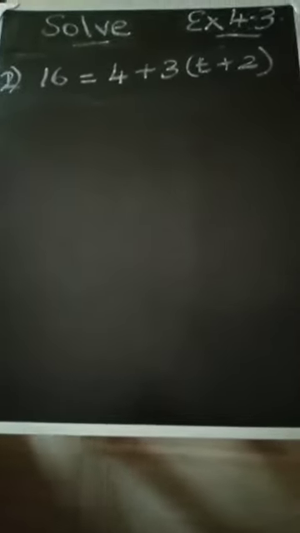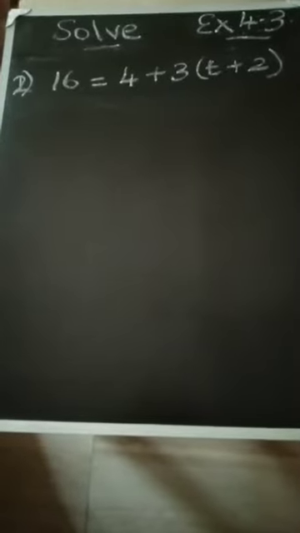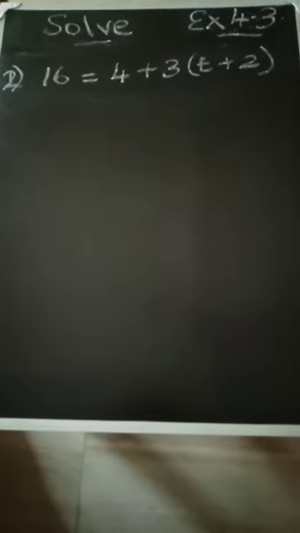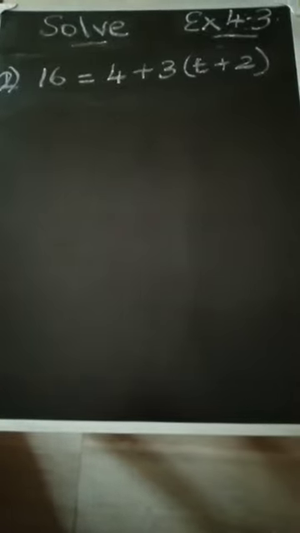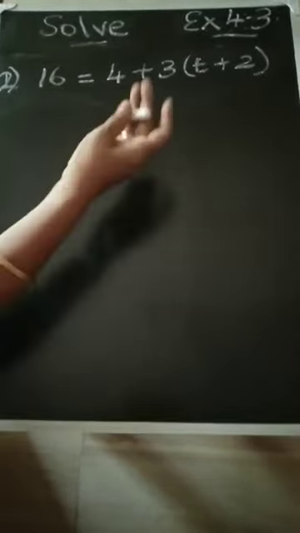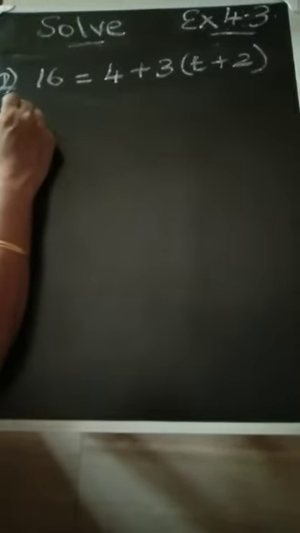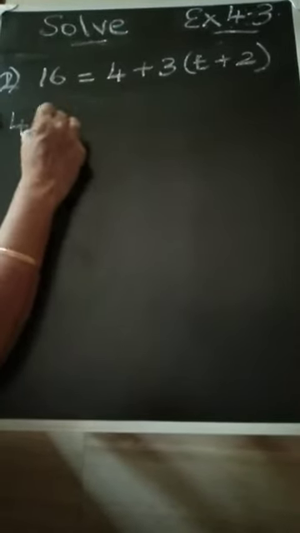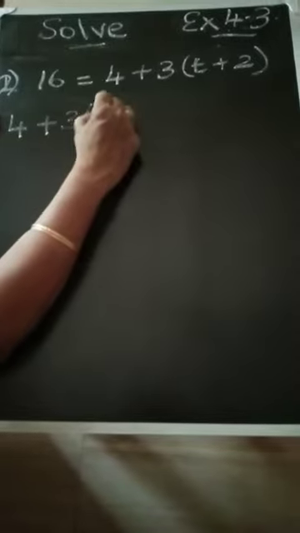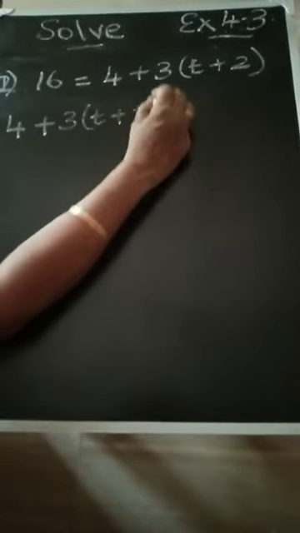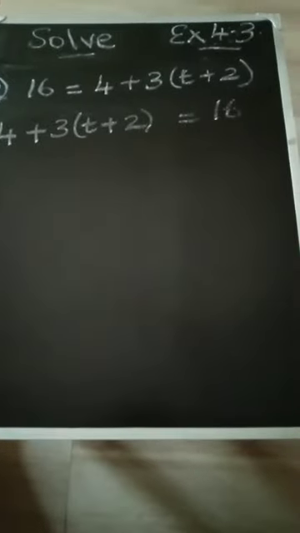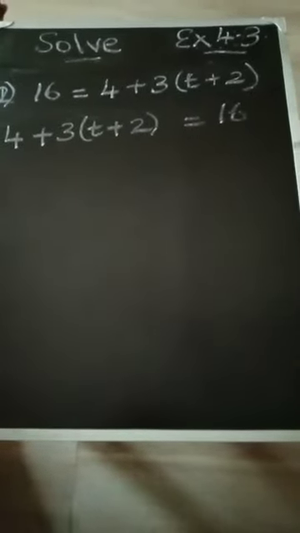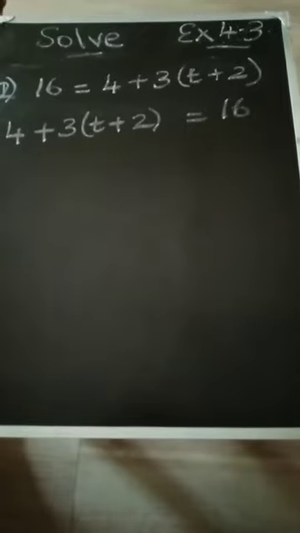So what I will do is I am going to change the equation. If you have an equal to sign, you can do it. There will be no change in any of the signs. When I change it, I will get 4 plus 3 into t plus 2 is equal to 16. So you need not change any of the signs, just change the sides. That's all.